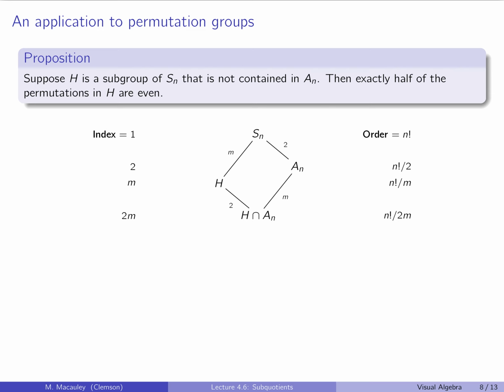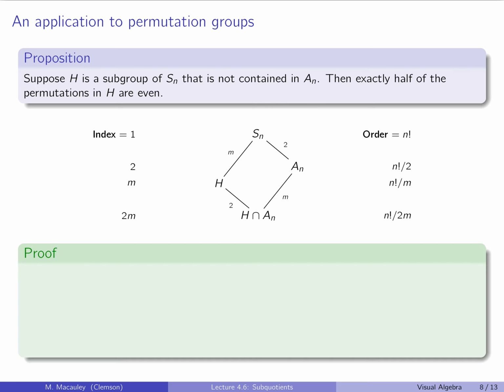And by the diamond theorem, well, first of all, the assumptions of the diamond theorem are satisfied because this is normal. So that means that the product of these two is the group Sn. So Sn mod An is H mod H intersect An. And really the important thing is that this has index 2 in Sn. And so this has index 2 in H. Can we write that up formally?